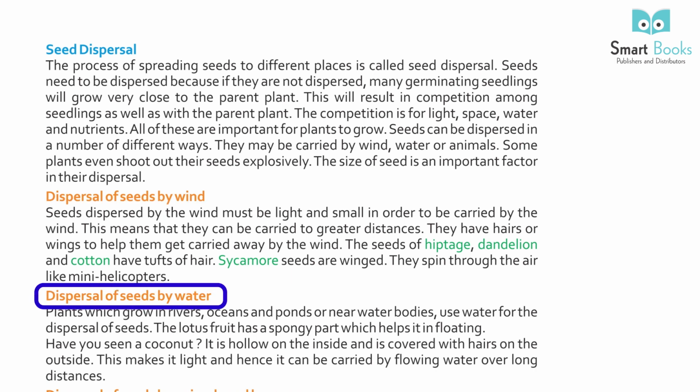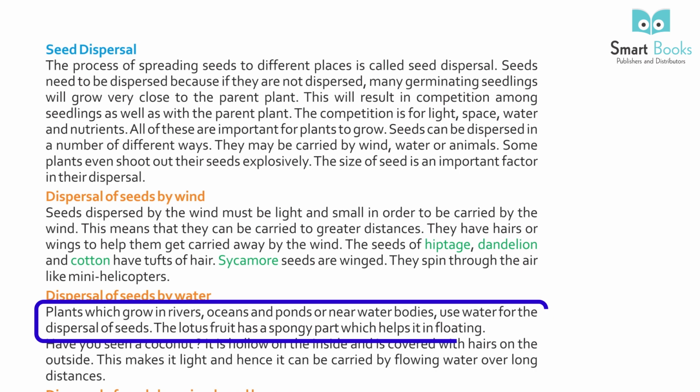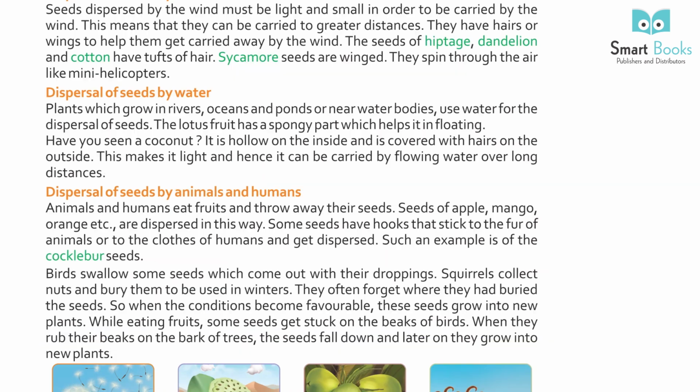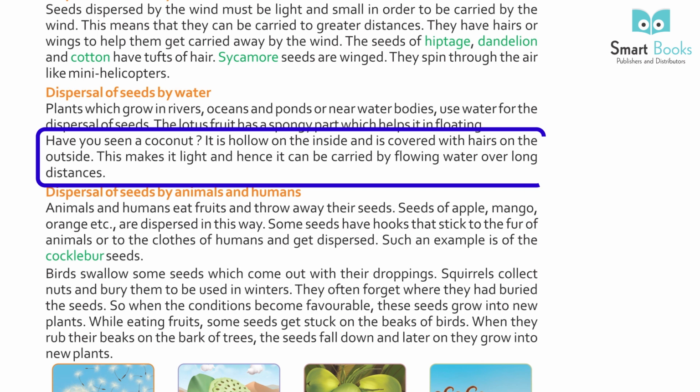Dispersal of seeds by water. Plants which grow in rivers, oceans and ponds or near water bodies use water for the dispersal of seeds. The lotus fruit has a spongy part which helps in floating. Have you seen a coconut? It is hollow on the inside and is covered with hairs on the outside. This makes it light and hence it can be carried by flowing water over long distances.